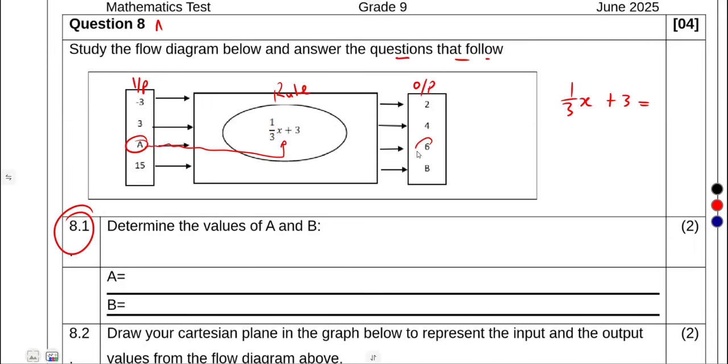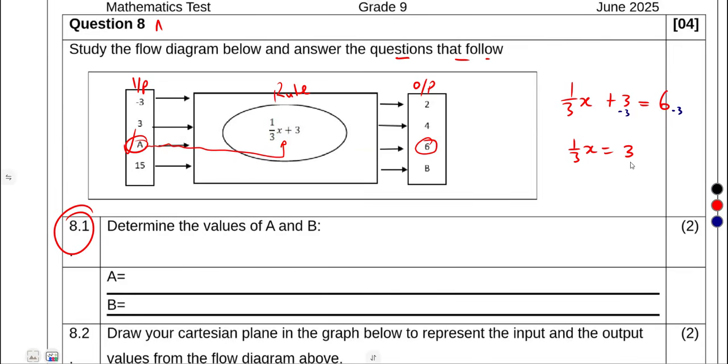What is the output there? It is corresponding to 6. So the output is 6. You solve for x, where x is the input representing A. So let us solve for x. Take the 3 to the other side. As you can see, it's a linear equation. So 3 to the other side is going to be a minus 3. So that's a third x is equal to 6 minus 3, which is 3. Or simply subtract 3 both sides.